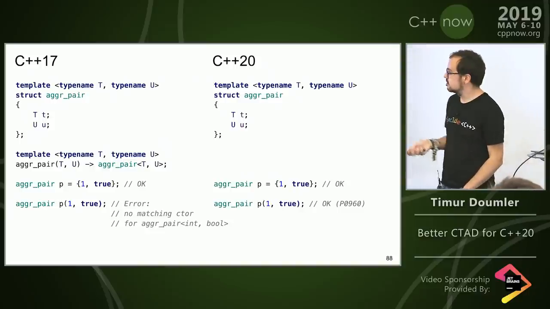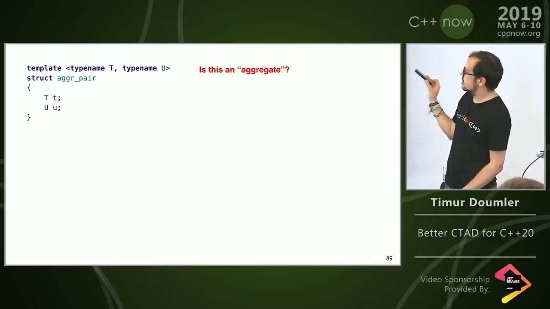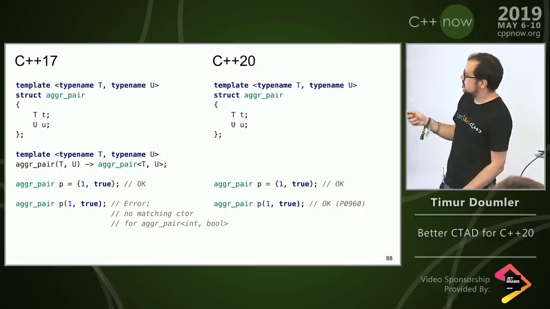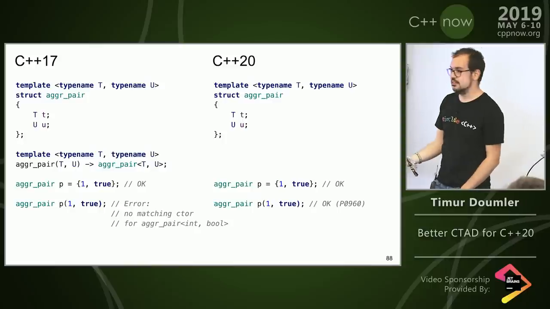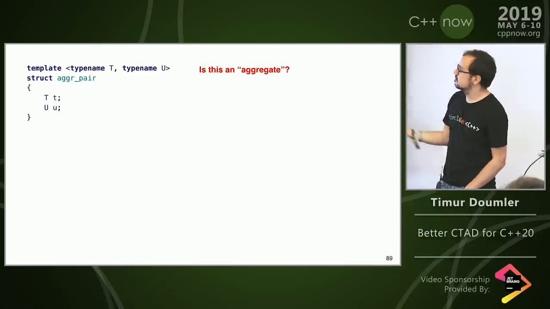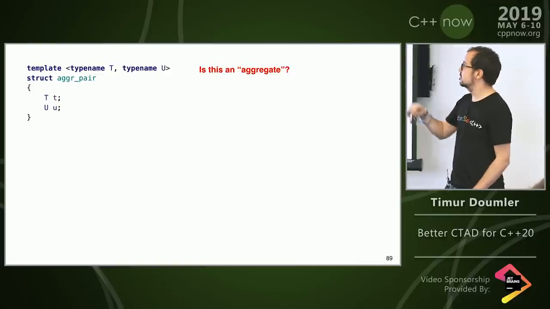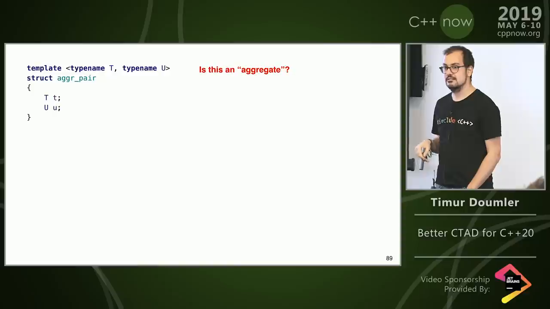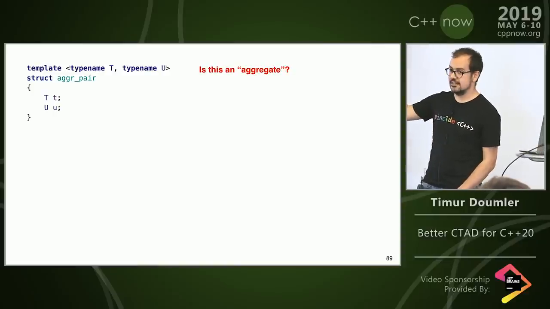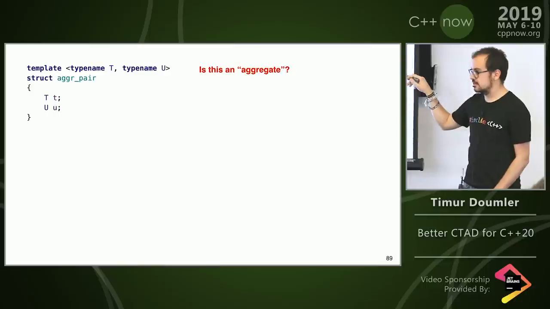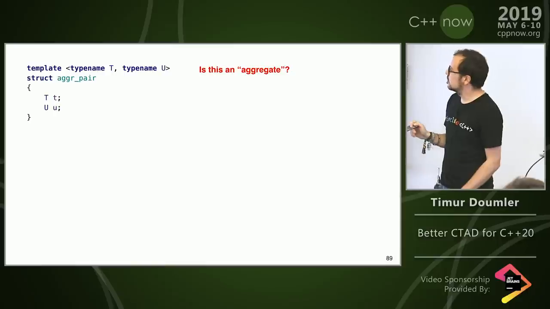So how does this work? So what we need to decide, so we want to synthesize this thing, right? We need to decide, is this an aggregate? No, it's not, because it's not a class. It's a class template. Aggregates are either arrays or classes. This is not a class. It's a class template. So how do we decide?